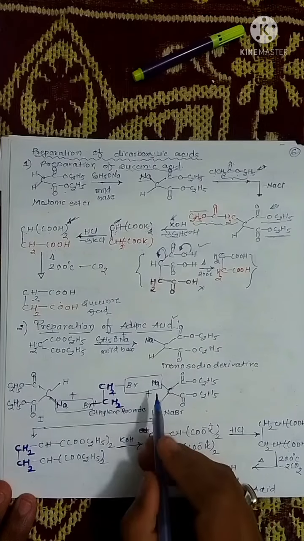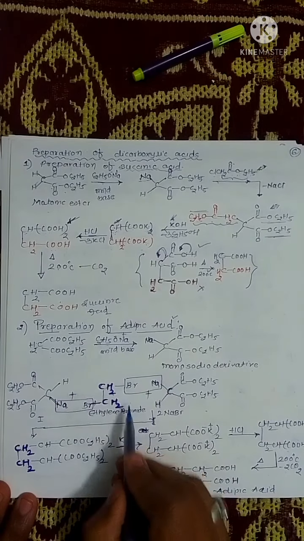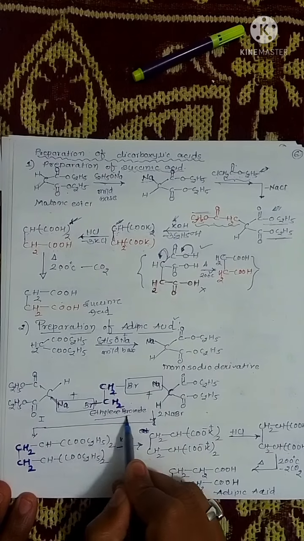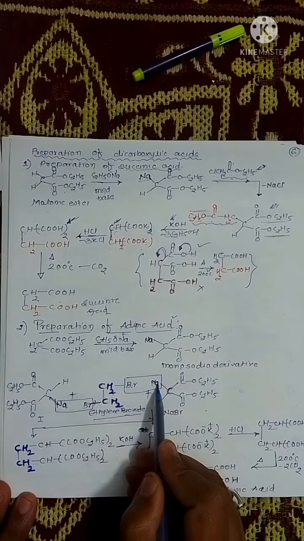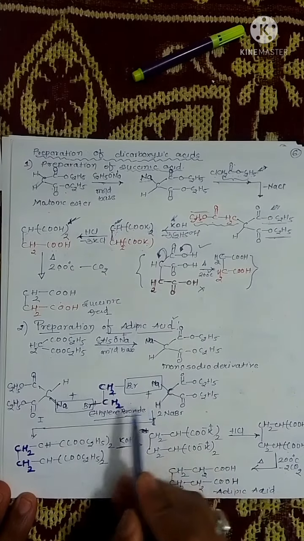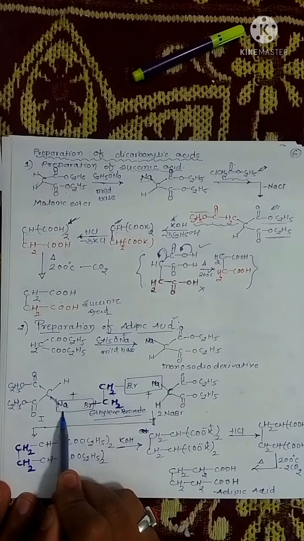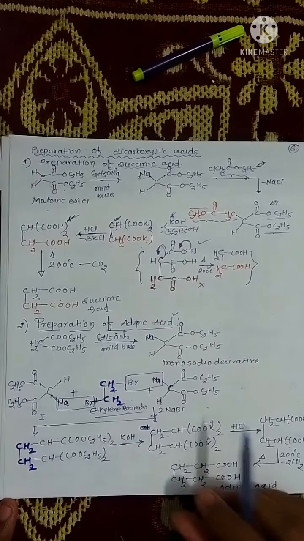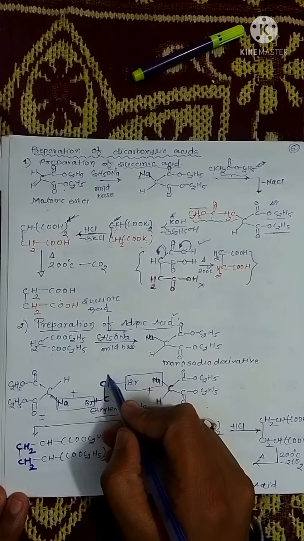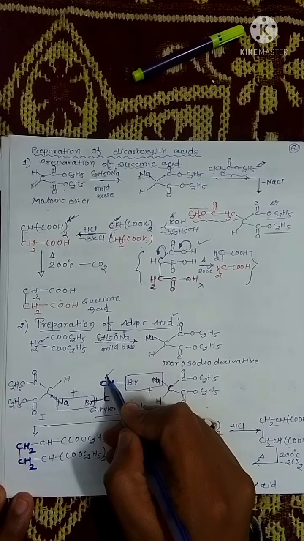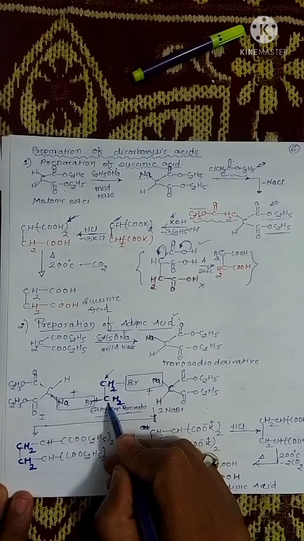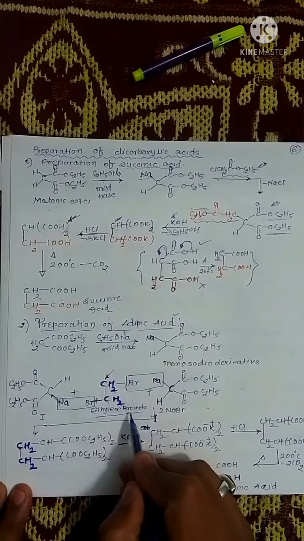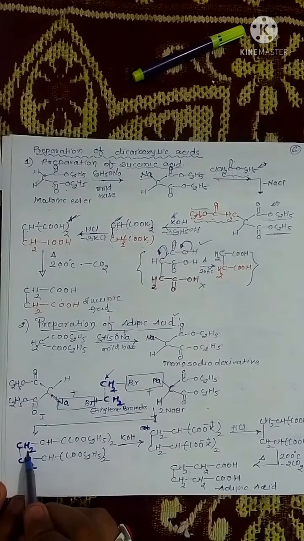When two molecules of the monosodio derivative are reacted with ethylene dibromide, NaBr from here and NaBr from here goes out and all the molecules join together. So note the structure here: the CH2 which is written with the blue sketch pen is the part of your ethylene bromide. So just see here, the part of ethylene bromide, that is CH2.